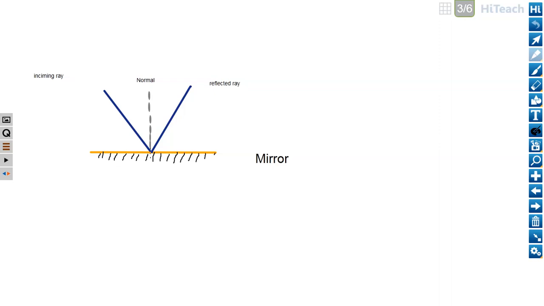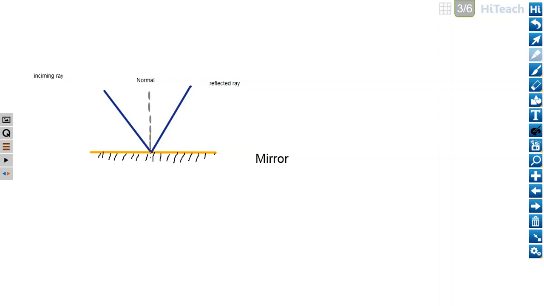Here you have the mirror, which is the orange line. The part that has the black lines represents the back of the mirror, where you can't see yourself. But the upper part represents where you can see your image. Again, the black lines represent the back of the mirror, the surface where you can't see your image.